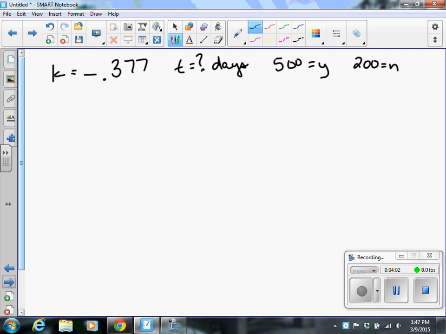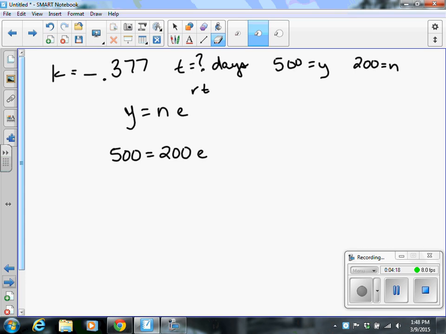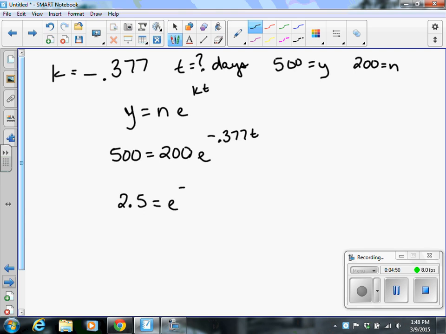Okay, so to start off with, I'm going to go ahead and plug this right into my formula. So y equals n e to the power of kt. y was 500, n is 200, and kt is negative 0.377t, and we're trying to find t. So you should be looking at your notes from a couple days ago about this. With that being said, we know that we're going to have to divide by 200 to get that simplified. Well, 500 divided by 200 is 2.5 equals e to the power of negative 0.377t.